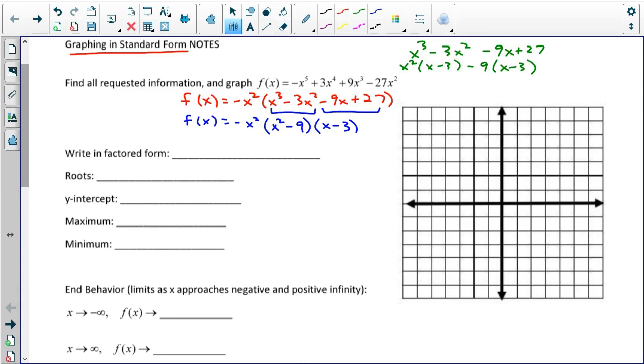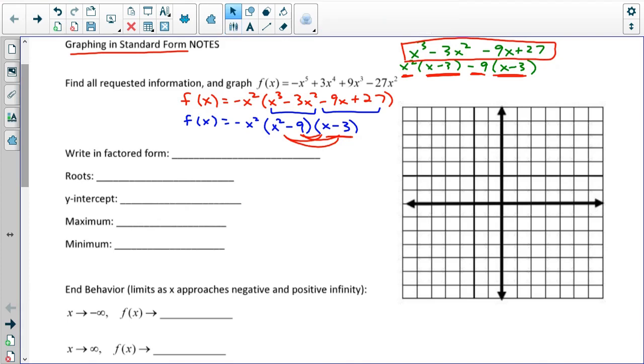I can then factor out x minus 3, and what's left is x squared minus 9. And if I redistributed this, I would end up with x cubed minus 3x squared minus 9x plus 27. So that's just a reminder on why factoring by grouping works.